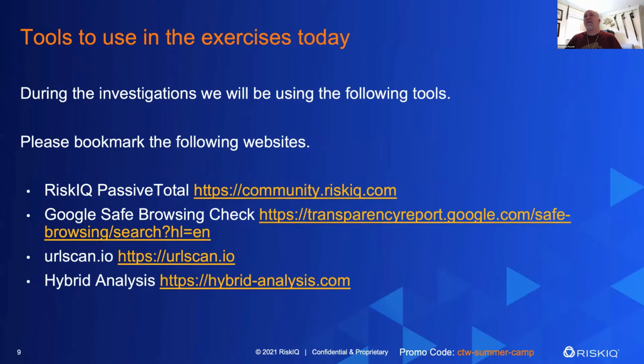One of the things that we're going to be using, we're going to not only use RiskIQ Illuminate, but we're going to be using Google Safe Browsing Checker, URL Scan IO, and Hybrid Analysis if data shows up, so we can actually get you more indicators and we can expand the investigation.